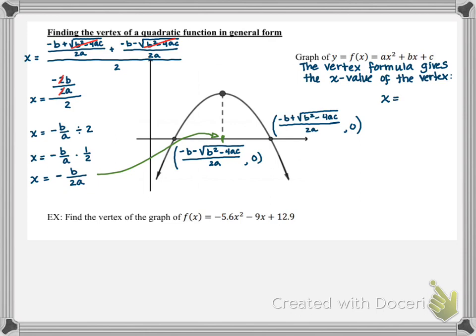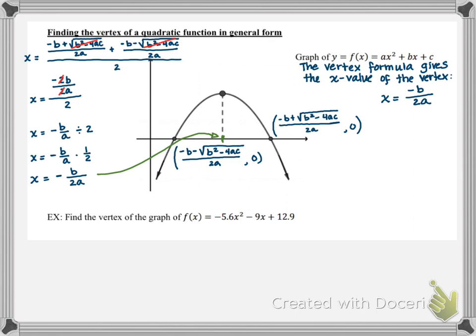So x equals negative b over 2a. And notice, just like with the quadratic formula, there's two sides to every formula, left and right side. We need to write both sides. Otherwise, we just have a bunch of numbers floating around and we're not quite sure what they mean. So always write your x equals.